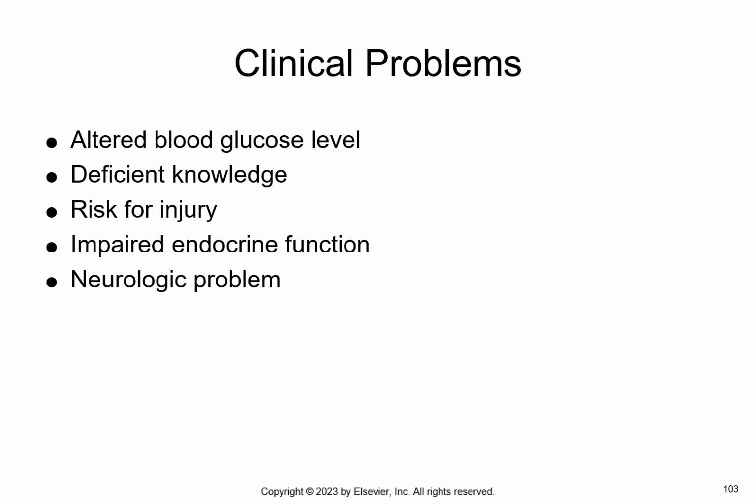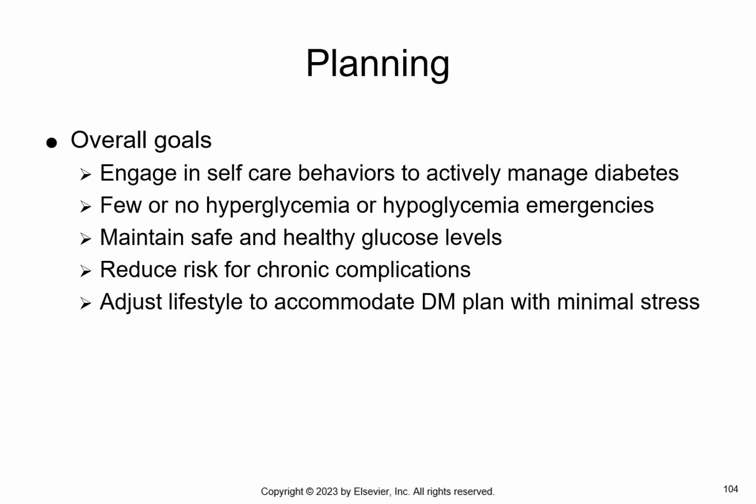So: altered blood glucose levels. These are the clinical problems that the nurses will see on slide 103: altered glucose levels, deficient knowledge, risk for injury, impaired endocrine function, and neurological problem. We're looking at that care plan format. And what is my planning? The overall goals. What are the overall goals?